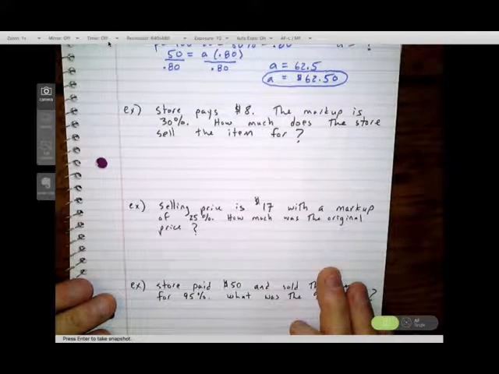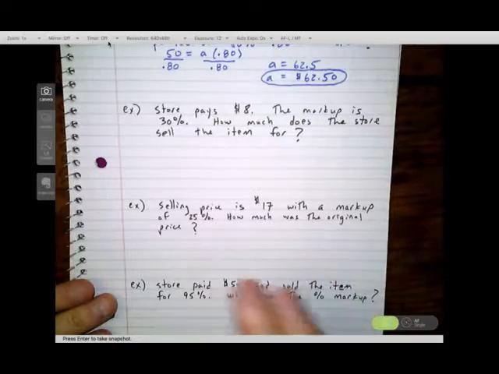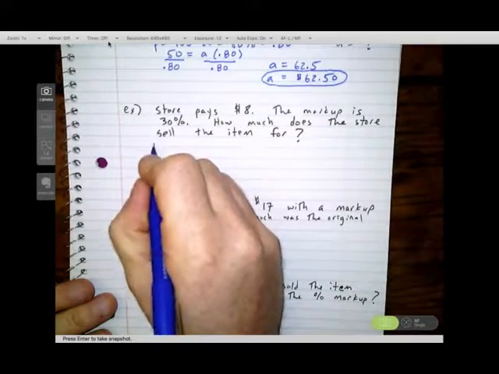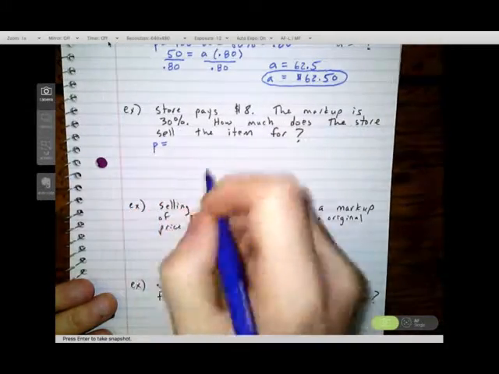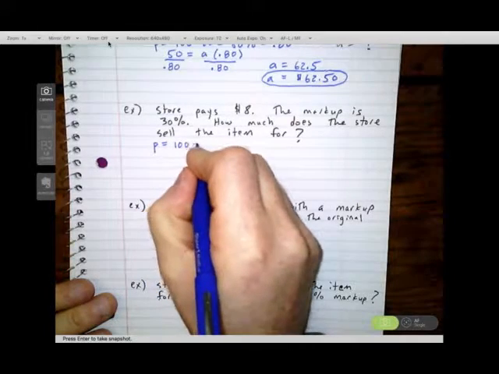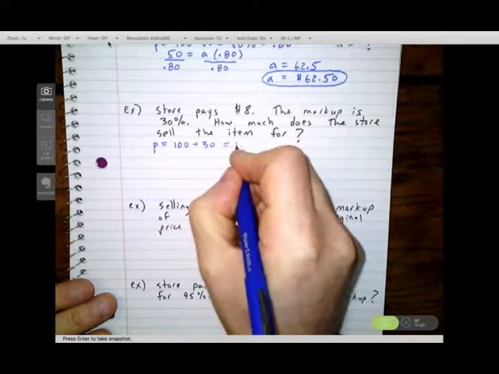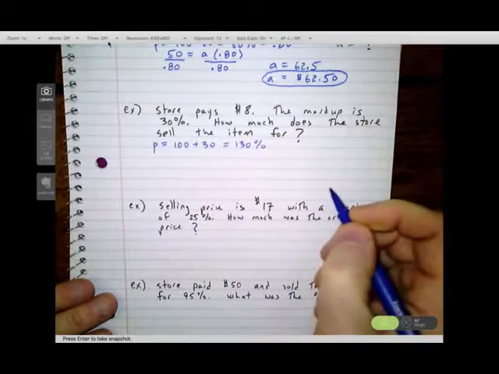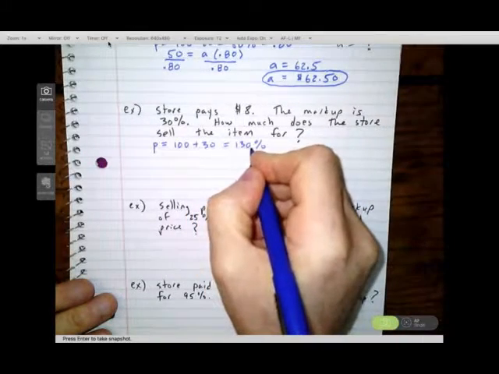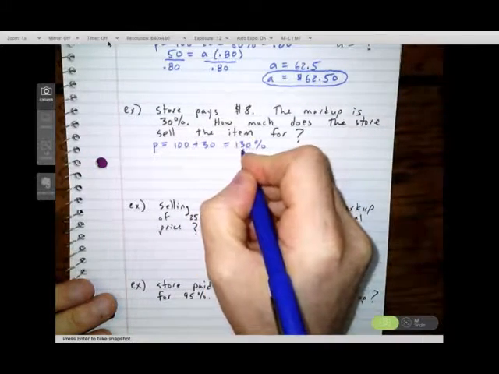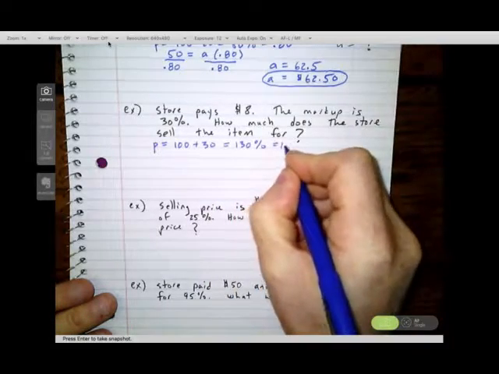So if the markup is 30%, let's find P. Again, it's a markup, so instead of subtracting, we're going to add it to 100. So 100 plus 30 is 130%. Moving the decimal 2 places to the left, I get 1.3.